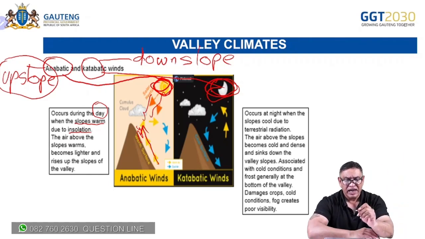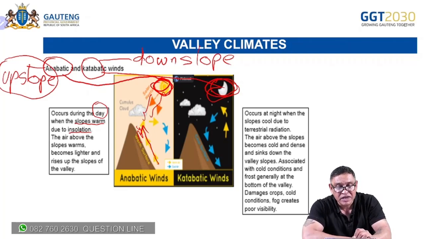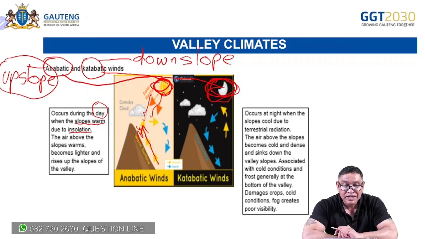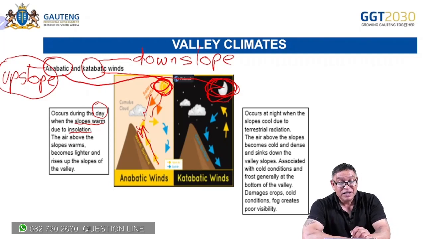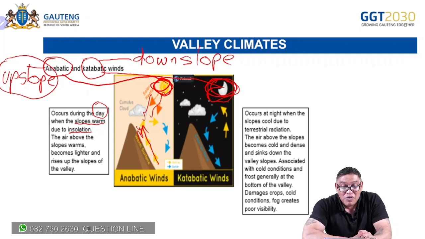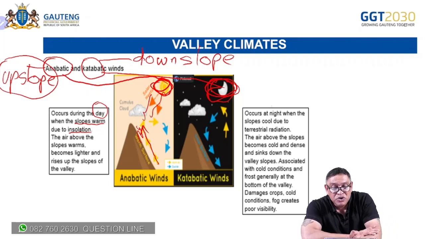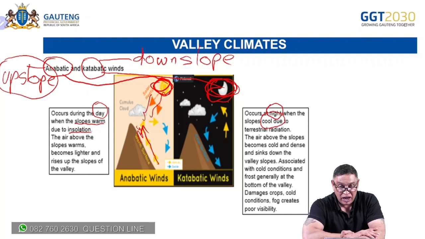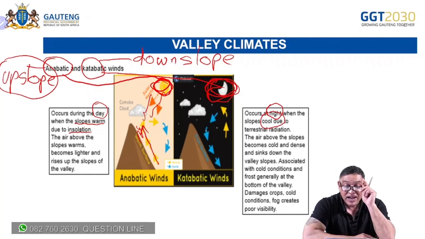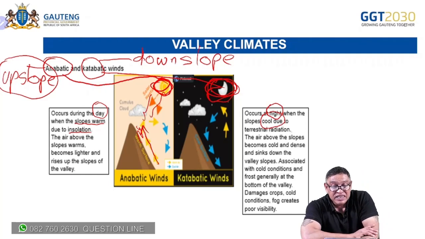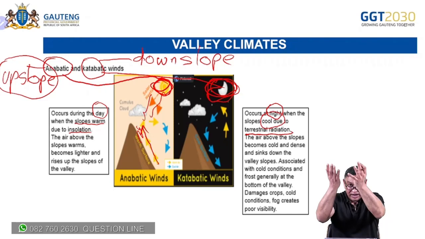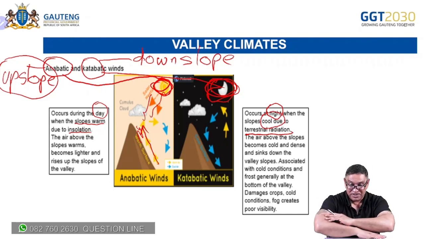Let's go to the nighttime. You can see the dark here. Now what happens? There is no insolation, so what's going to happen to the slope? During the night, the slopes cool, because the land is going to give off heat, and that heat is known as terrestrial radiation. It's coming from the land. That is why it's terrestrial radiation.